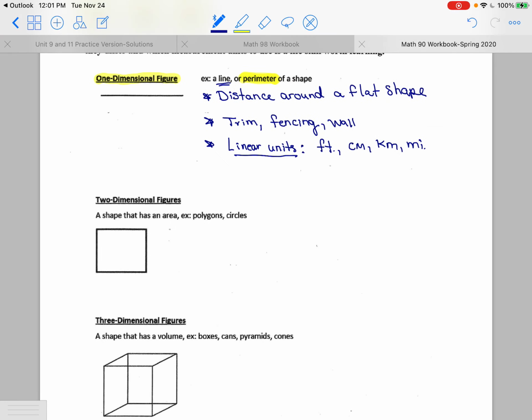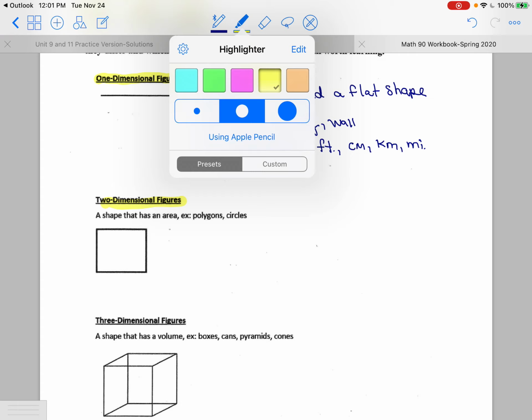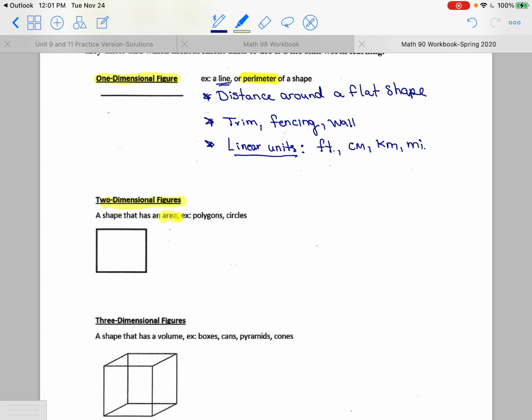Okay, moving on to 2-dimensional shapes, or two-dimensional figures. Here we're actually talking about the space inside these figures, and that's important to know because we look at this word area, and that really means the same thing, right? Area means the space inside a flat shape. So let's actually write that out. Space inside a flat shape.